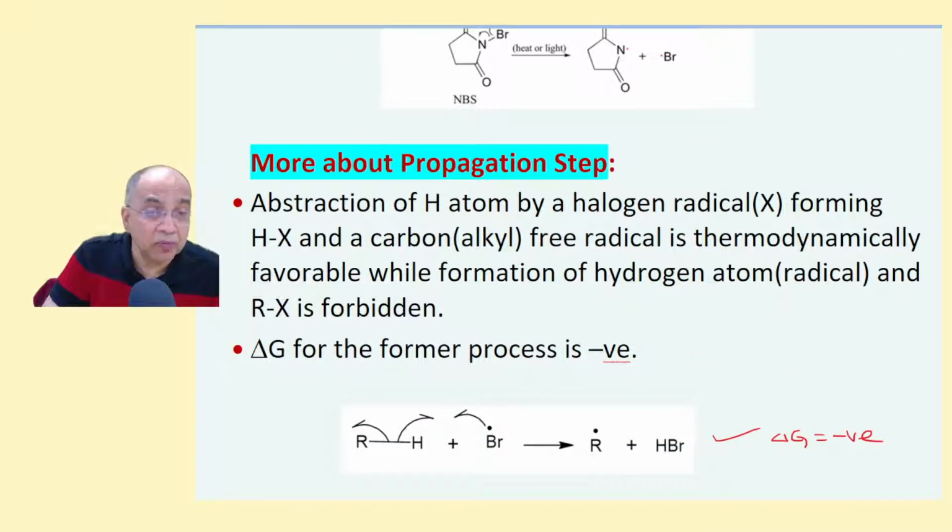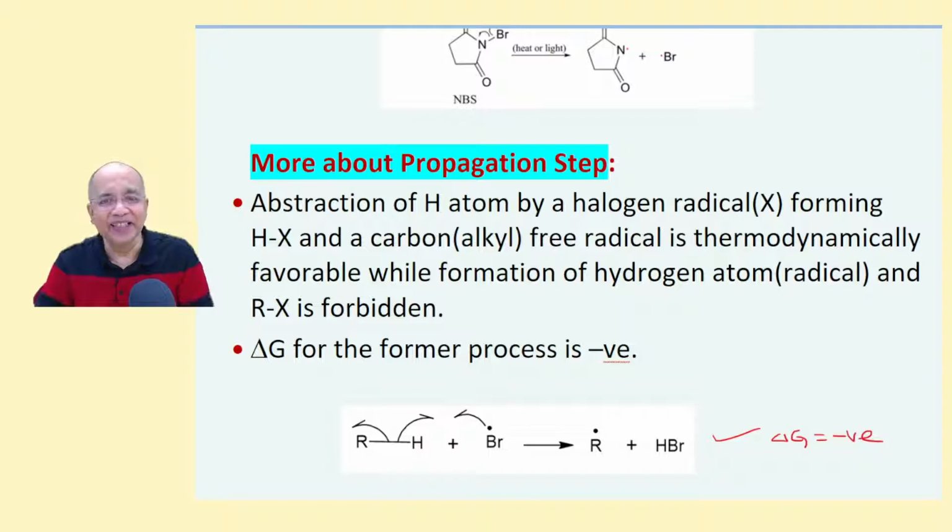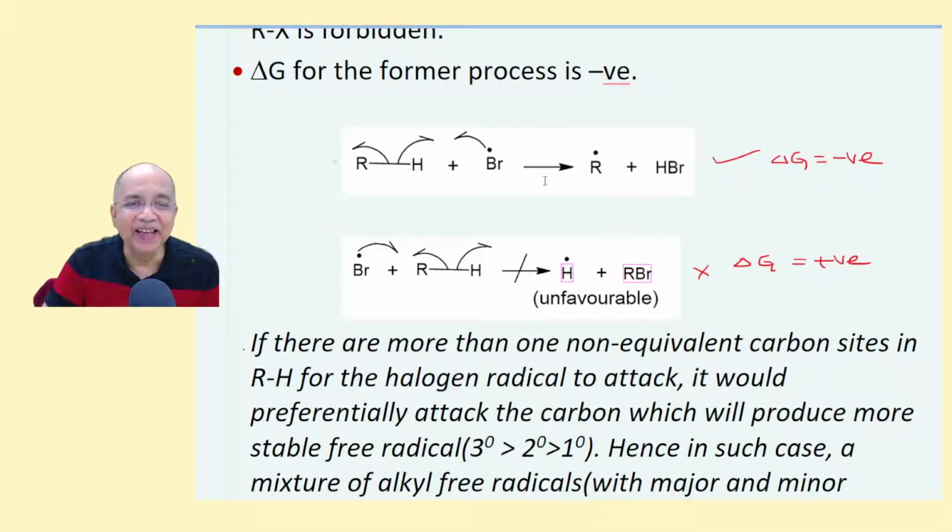And let me now tell you why this doesn't happen. This does not happen. You might have asked me a question: why the free radical produced in the initiation step, that is the halogen free radical, does not abstract R dot to produce directly the product and produce a hydrogen atom, a free radical? This process, the delta G is positive.